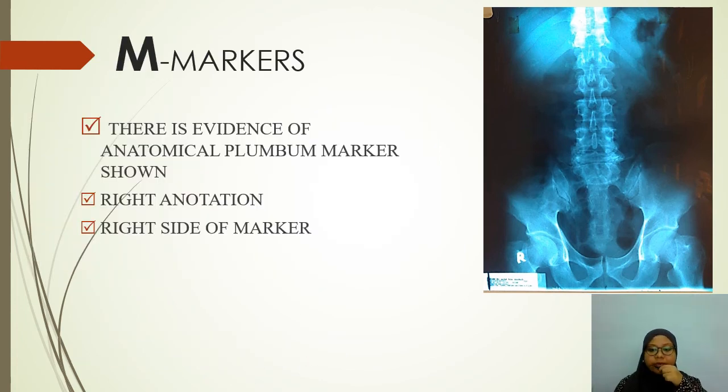Next, M. M is for markers. We can see these markers in right side. R is for right side. There is evidence of anatomical marker shown. This is the marker. It is right annotation and right side of the marker. And it is out of the region of interest. We just want to see the abdomen, so it is out of ROI.